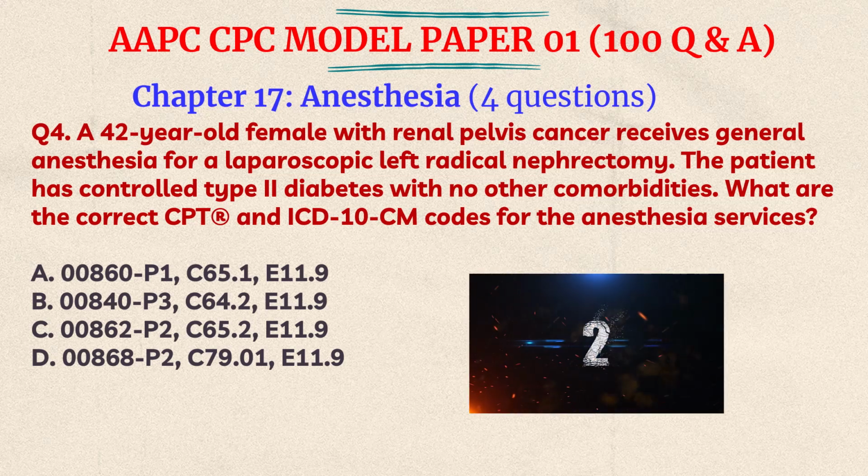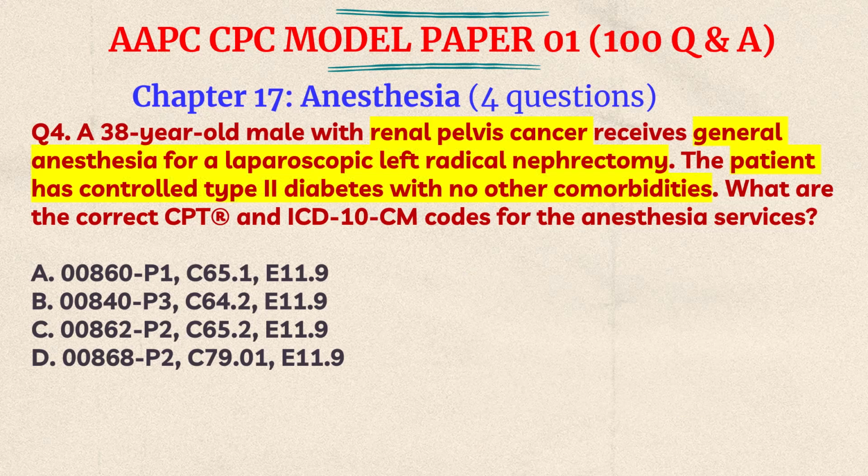3, 2, 1. Okay, here you have to highlight this patient having renal pelvis cancer, receiving general anesthesia for laparoscopic left radical nephrectomy. Also the patient has controlled type 2 diabetes with no other comorbidities. When you look at the codes, the CPT codes are 860, 840, 862, 868. So adjacent codes are used here, so you can use the elimination method to find the answer. Also, you can see the modifiers used, and the ICD-10 codes are also adjacent codes. So in all cases you can use the elimination method.